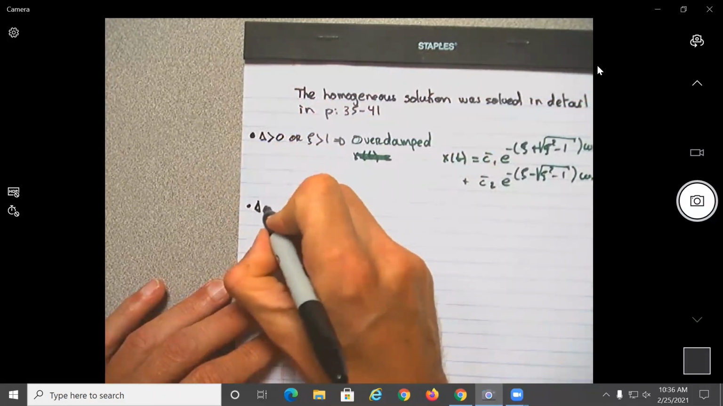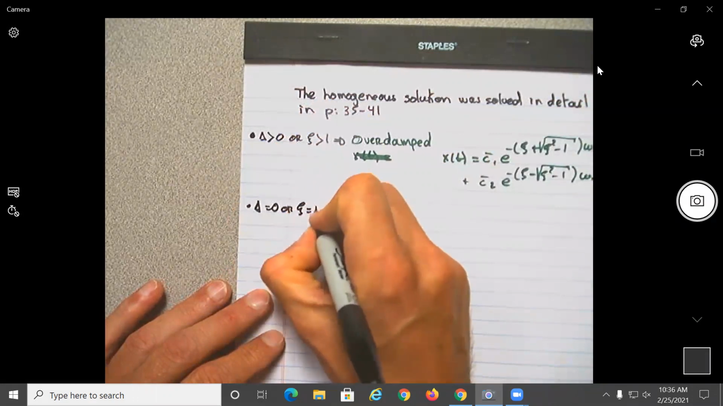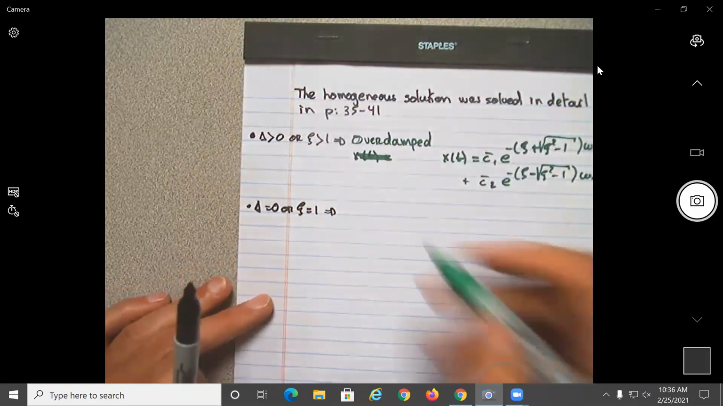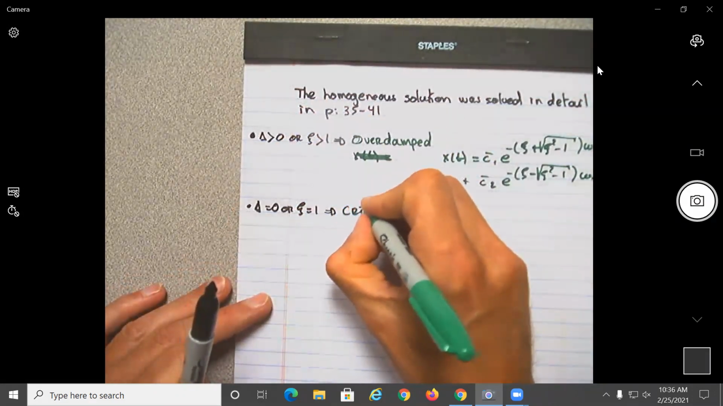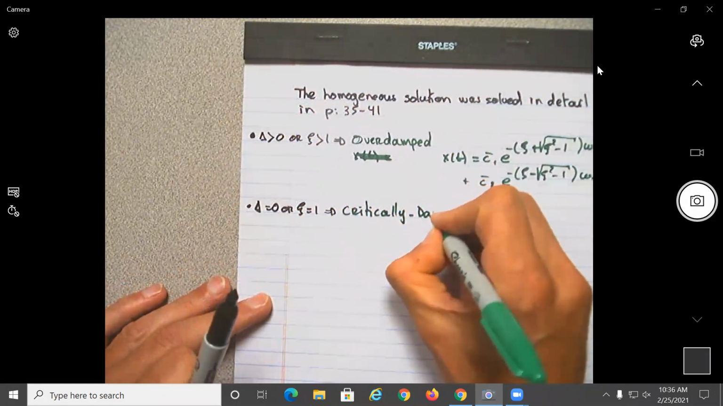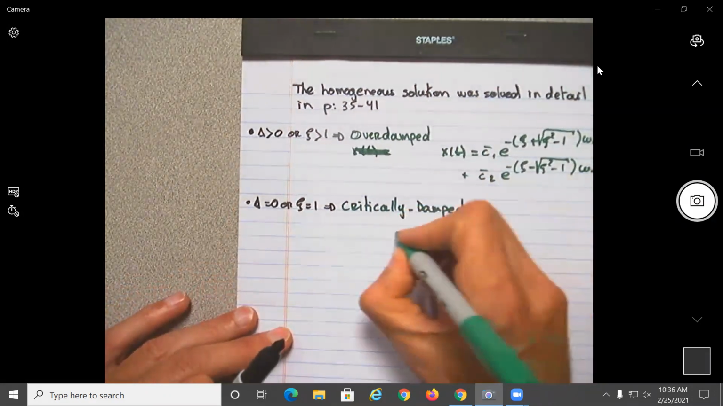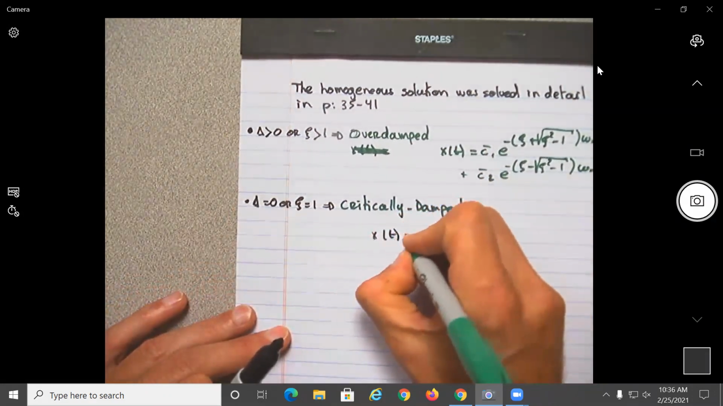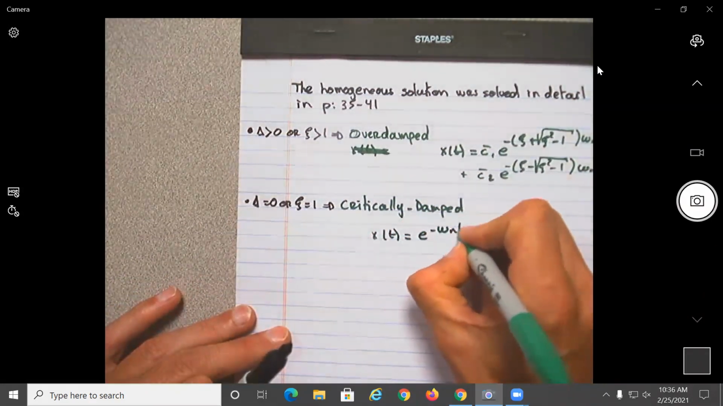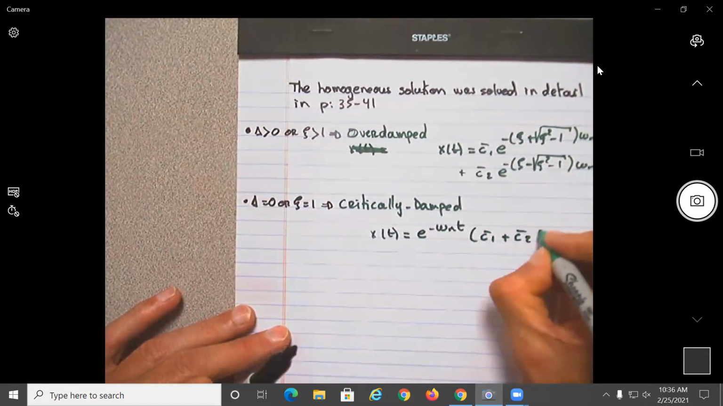The other case was when this is equal to 0 or zeta equal to 1, which is the critically damped. In that case, this is the easiest one, x of t. We have the repeated roots, was e to minus omega n t, c bar 1 plus c bar 2 t.